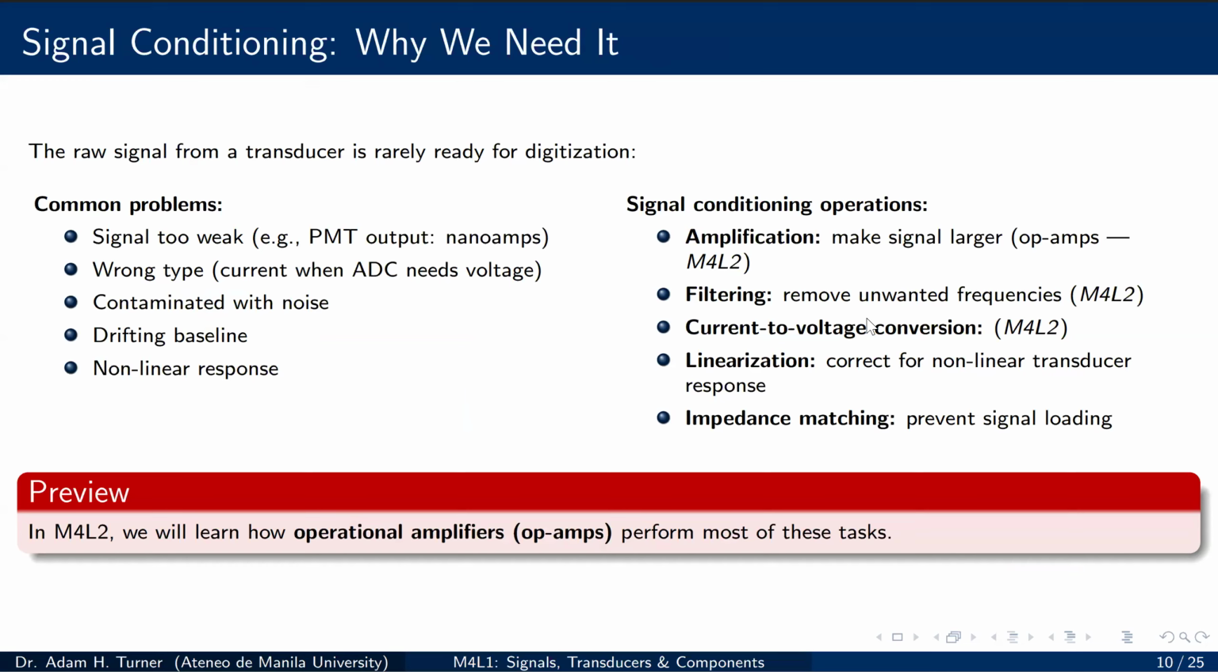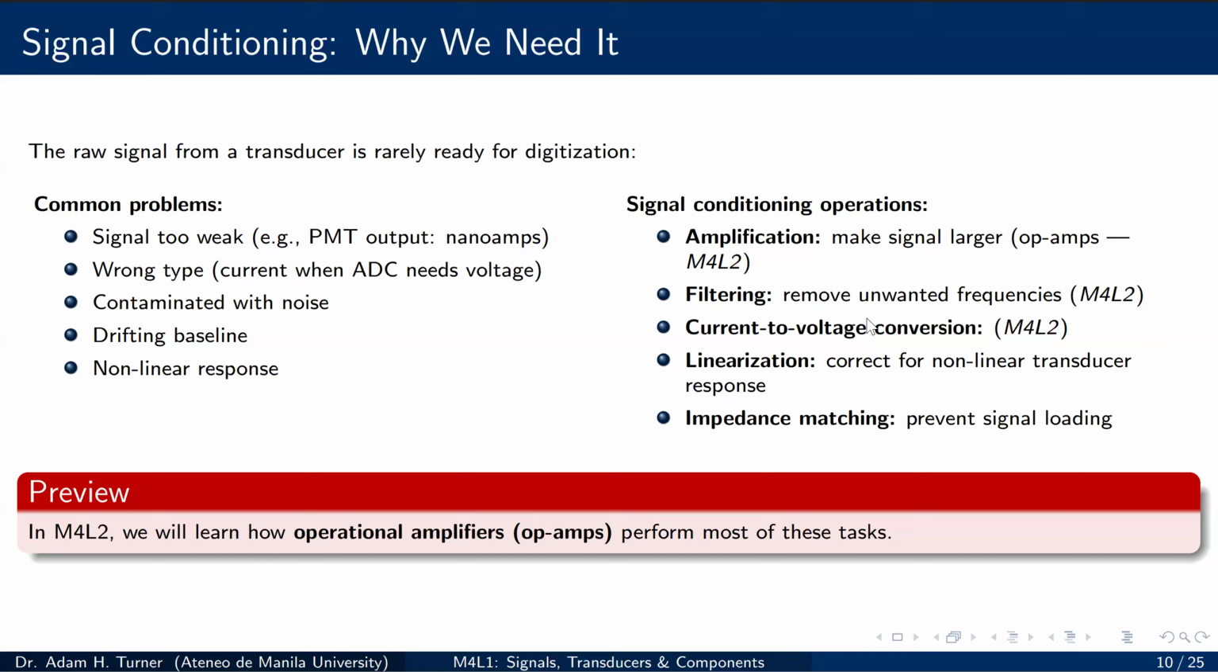Amplification makes the signal larger, filtering removes unwanted frequencies. Current to voltage conversion changes the signal type, and all of these operations are performed by circuits built from the components we're about to learn. We'll cover the details in lecture 2 when we discuss operational amplifiers. For now, just understand that this block exists and why it's necessary.